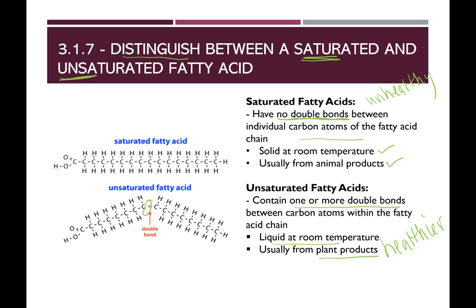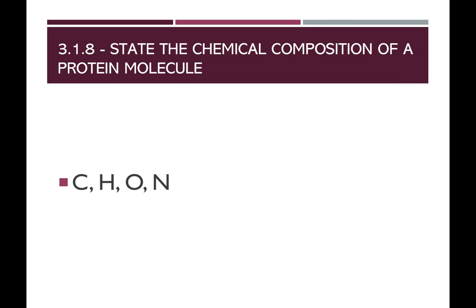And our final slide here is 318. State the chemical composition of a protein, okay? Protein have carbon, hydrogen, oxygen, and nitrogen. There's no specific ratio, and it could take on a ton of different shapes. So just when it says state the composition, you need to know these 4 molecules.